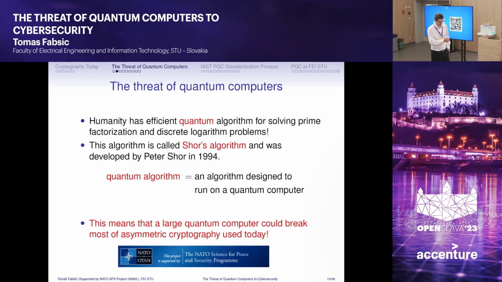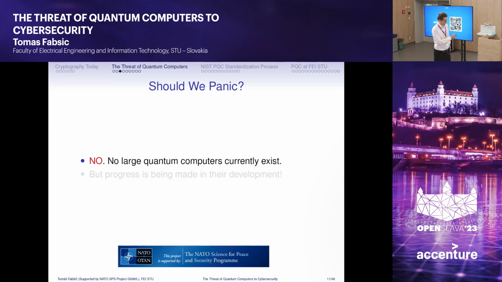So this is quite a scary prospect, and well, maybe it's appropriate to ask if we should panic. And fortunately, we don't have to panic. The situation is not that bad because currently no large quantum computers exist, but progress is being made in their development.